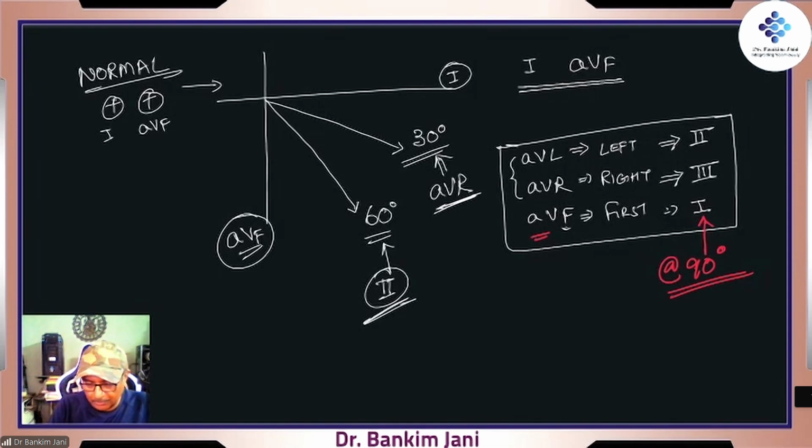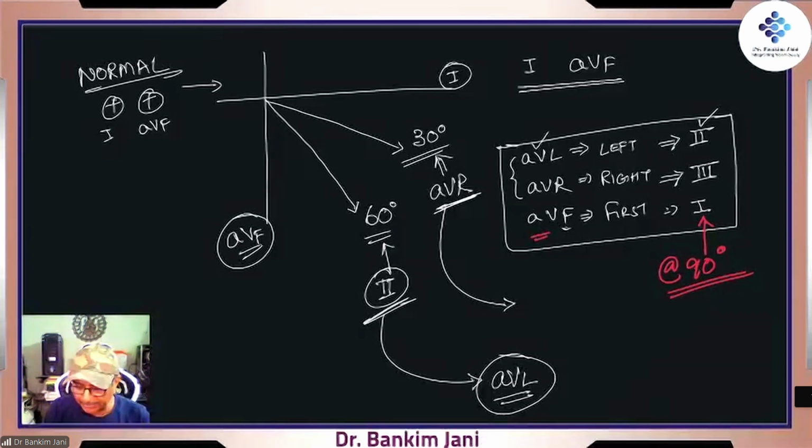Okay. So when that is the case, what we have to watch is that over here, this is lead 2. So which lead is 90 degree of lead 2? No, lead 3. That's right. Over here, see this one, lead 2. 90 degree of it is AVL. And which lead is 90 degree of AVR? Lead 3.